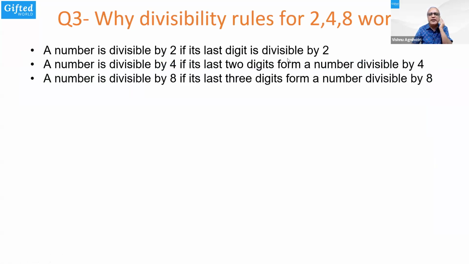Why do the divisibility rules for 2, 4, and 8 work? Would anyone who's clear about this like to explain the answer? You can raise your hand if you're clear. Otherwise, I'll read out a student's. Okay, I'm going to go ahead in the interest of time.